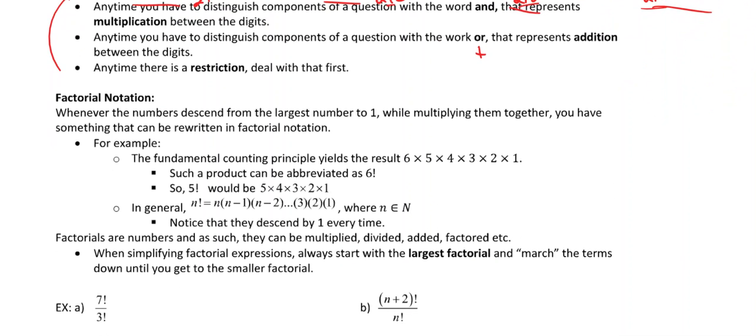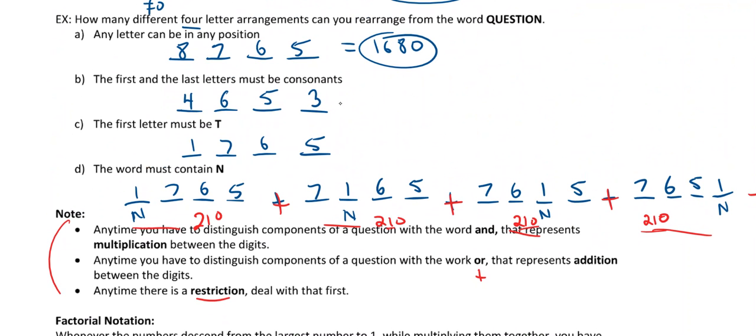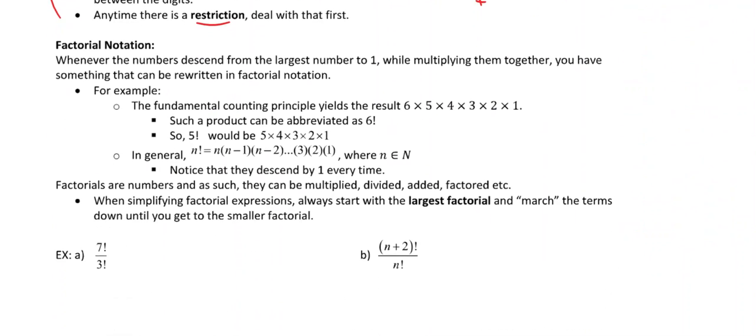Okay. And then anytime there is a restriction, did you guys notice that? Yeah, that's what I was kind of doing, like in this example, right? Where I said, okay, I put the consonants there and there first and then filled in what was left. So I did the restrictions first.